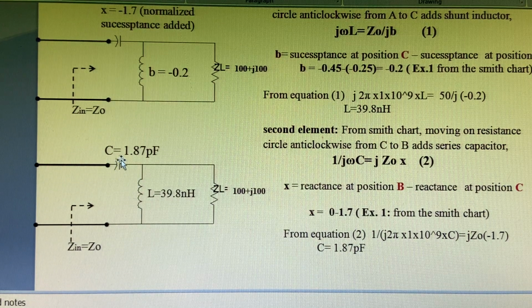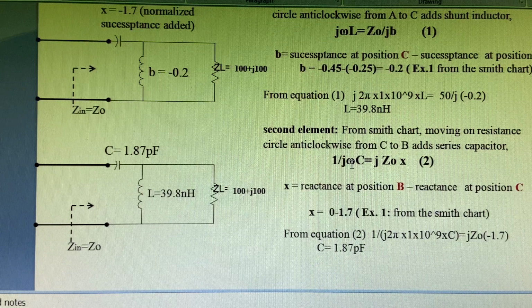Similarly, we can find the value of the capacitor. To find the value of the capacitor, we have to use this equation. This is a series element, which is a capacitor. The expression for finding the capacitor value is this. So C is the capacitance to find out.